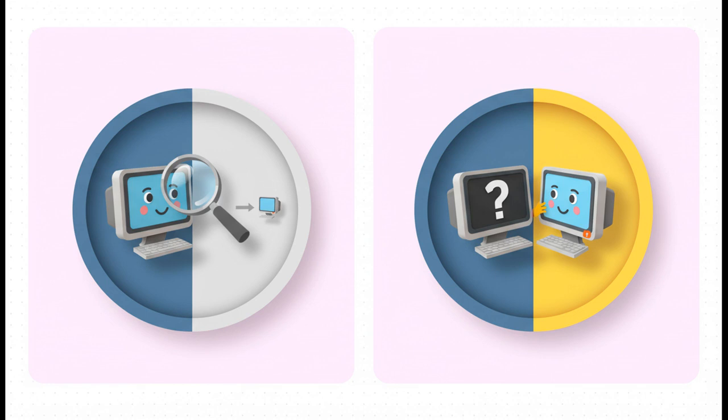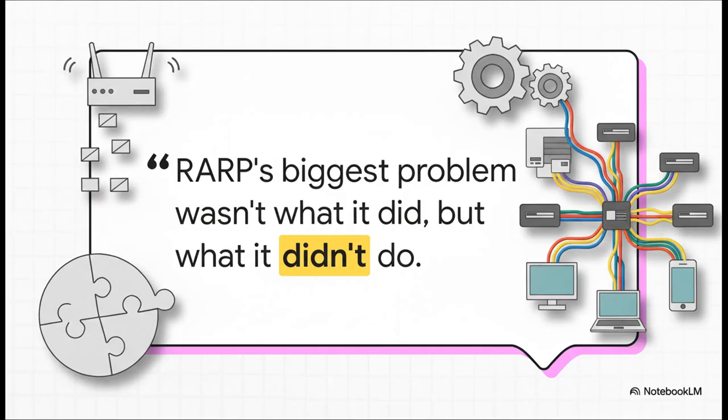Proxy ARP is this outward-facing question, I have your IP, where is your physical MAC address? RARP, on the other hand, is inward-facing. I have my physical MAC, what in the world is my logical IP address? So why did RARP become obsolete? This quote right here, it just nails it. RARP was perfectly fine at its one very specific job. The problem was that one job just wasn't enough for networks as they started getting more and more complex.